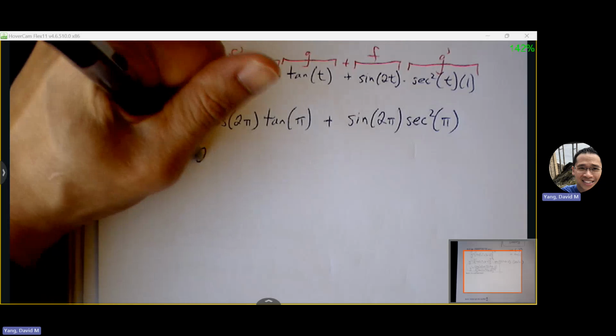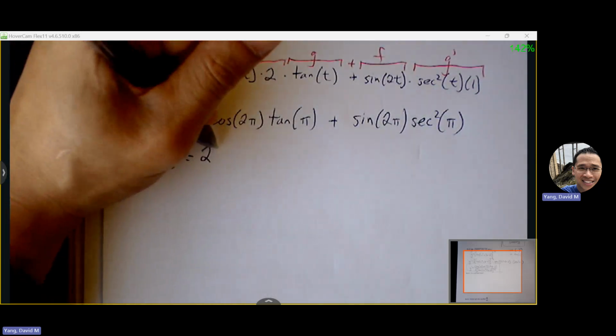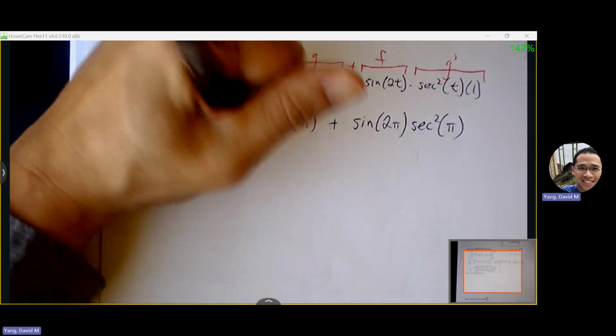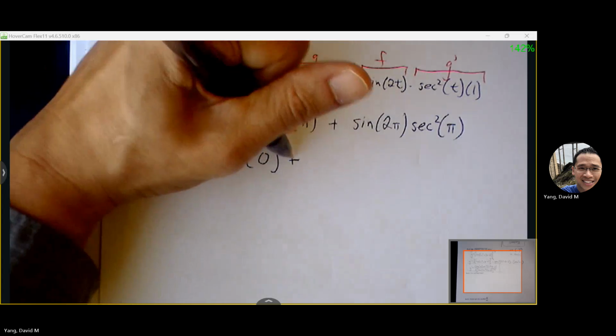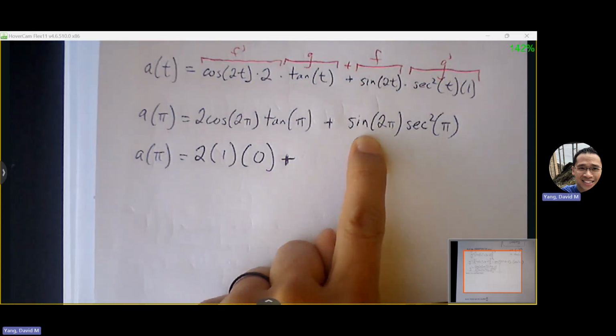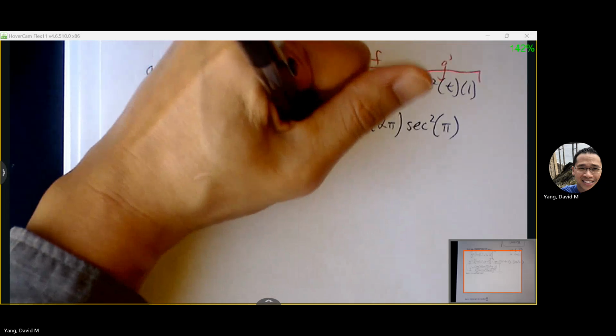All right, so cosine of 2 pi is same thing as cosine of 0, which is 1. Tangent of pi is going to be 0, right? We know that pi's ordered pair is -1, 0. Tangent is sine over cosine, y over x, so 0 over -1 is going to be 0. Sine of 2 pi, that's going to be 0.